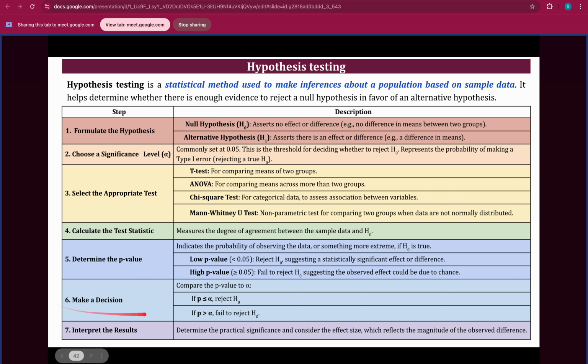Then you have to make a decision. You have to compare the p-value to alpha. Alpha is the significance level which you have decided earlier. If the p-value is less than or equal to alpha, then you can reject H naught. But if your p-value is high, then you cannot reject H naught, which is the null hypothesis. And in the end you have to interpret your results, through which you can decide whether your hypothesis is right or not, whether you can reject the null hypothesis or not.